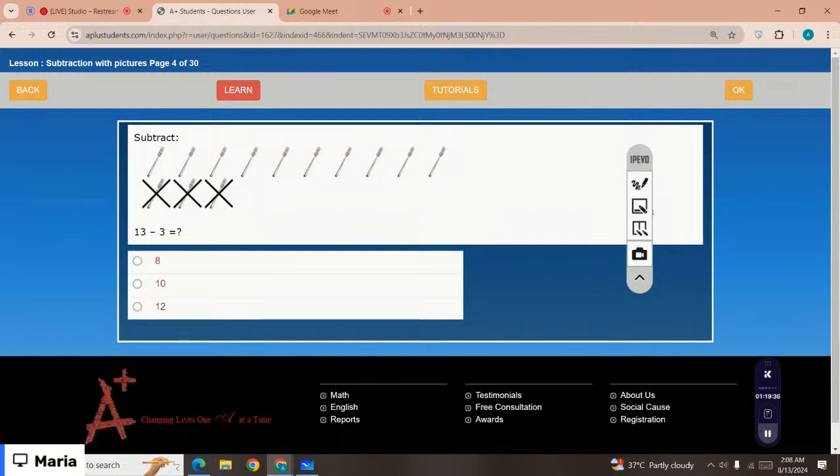13 take away 3, which is the correct option? The correct option is 13 take away 3 is 10. The correct option is 10. Option number 2 is the correct option.